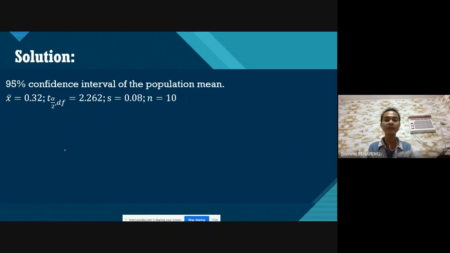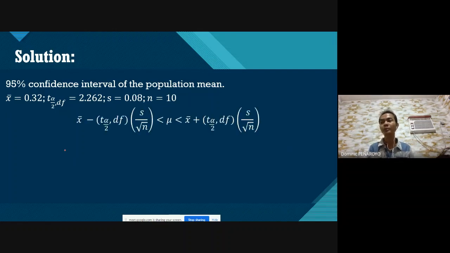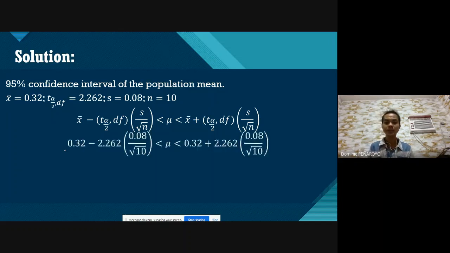So we already have all the given. We just substitute in our formula. So this is our formula again: x with a bar on top, or the sample mean, minus the t-value times s over square root of n for the lower limit, and for the upper limit, x with a bar on top plus t-value times s over square root of n. So we have here 0.32 minus 2.262 times 0.08 over square root of 10.